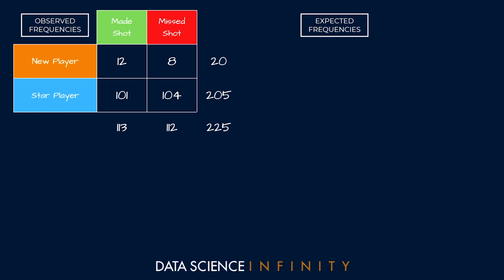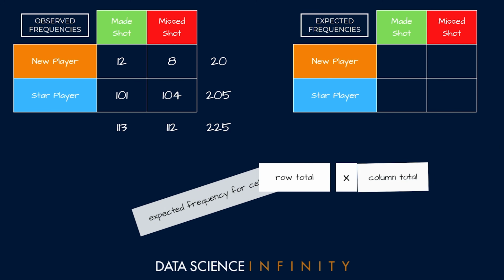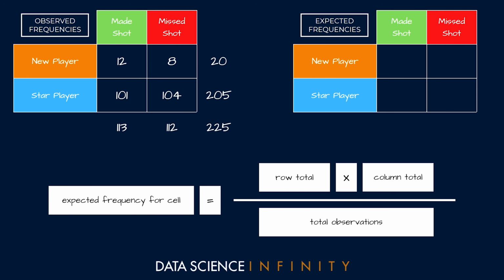But what exactly are these? Well, luckily for us, they are somewhat intuitive and also nice and easy to calculate. So let's do this. Let's give ourselves another matrix. There we go. And to calculate the expected frequency for each cell, we just need to multiply the row total and the column total and then divide that by the total number of observations.